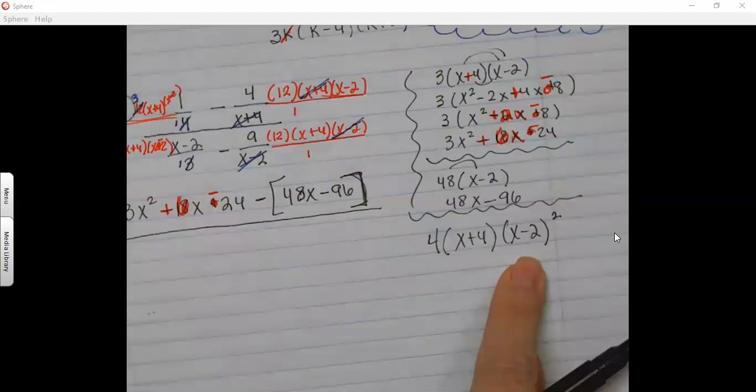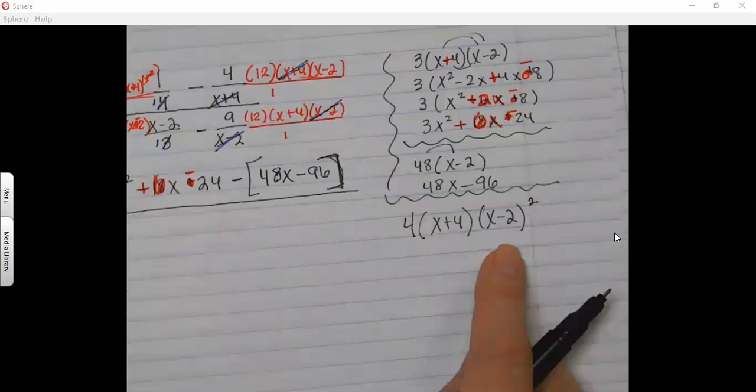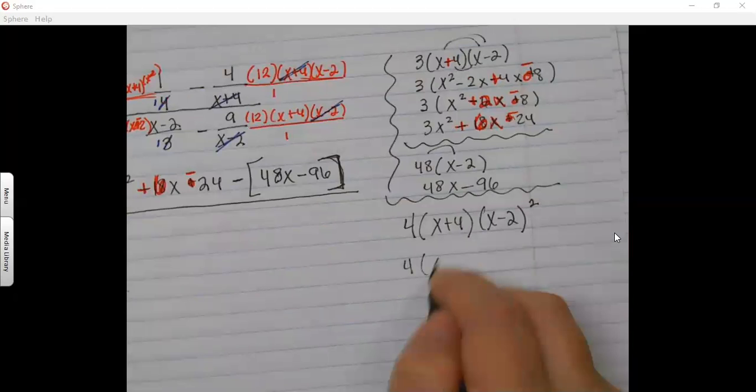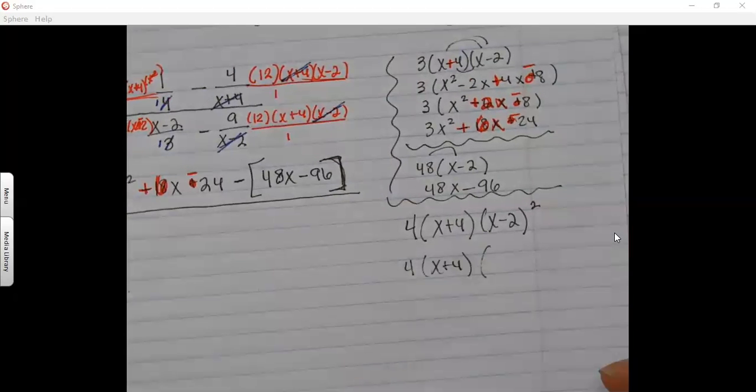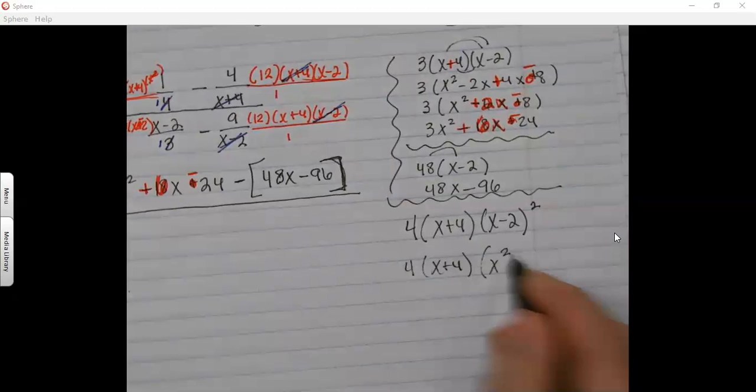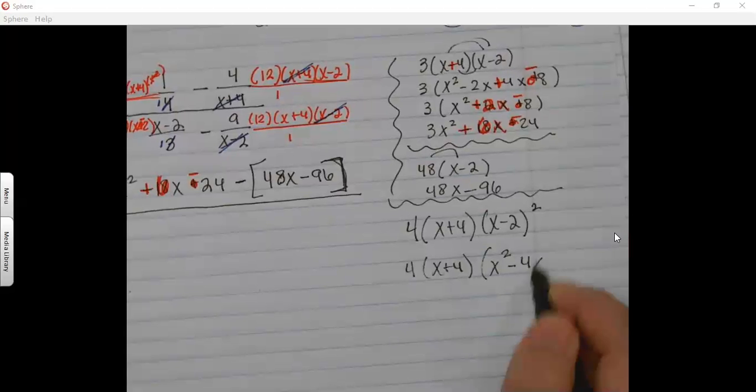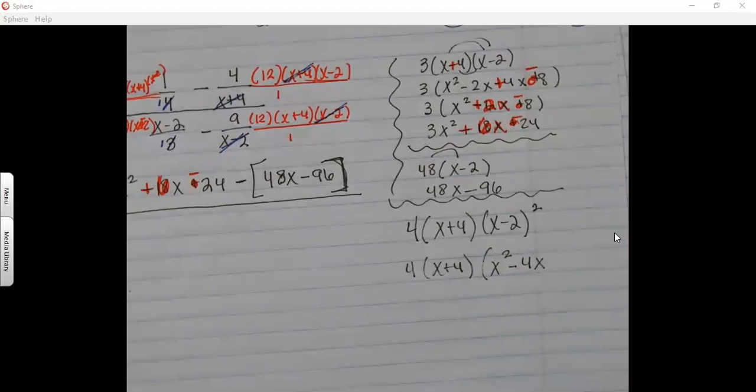Okay. So I have 4 times x plus 4 times a binomial squared. We know a shortcut. First term is the first term squared. So that's x squared. The middle term, you multiply the first term and the last term and double it. So x times negative 2 is negative 2x. Double it, and that's negative 4x. Your last term is the last term squared. Negative 2 times negative 2 is positive 4. Okay, that saves us a little bit of time.